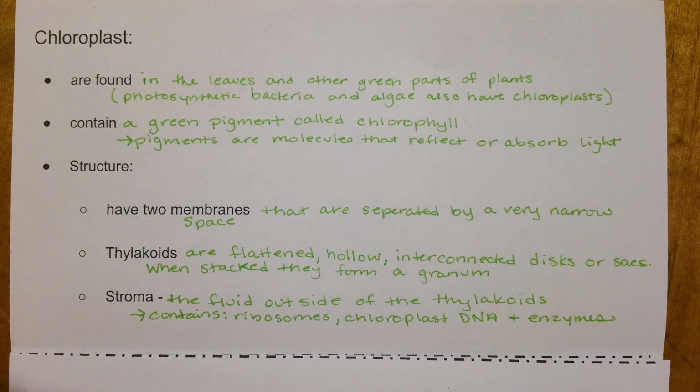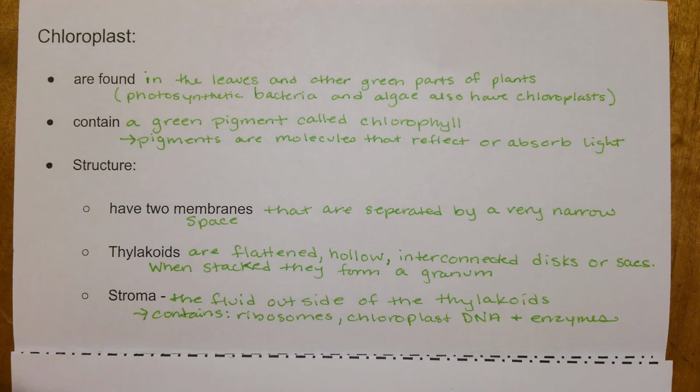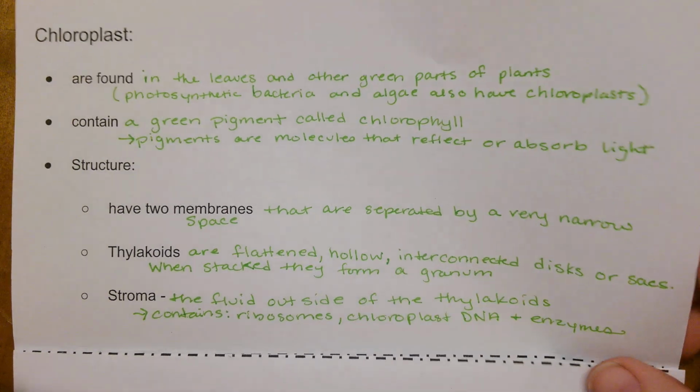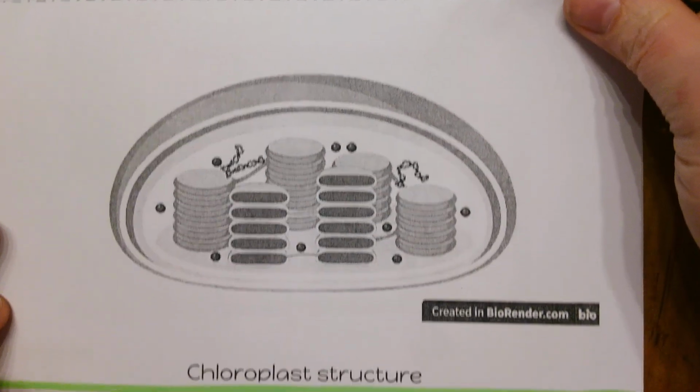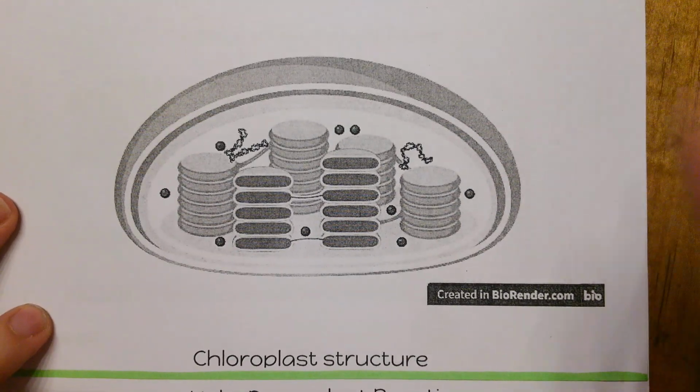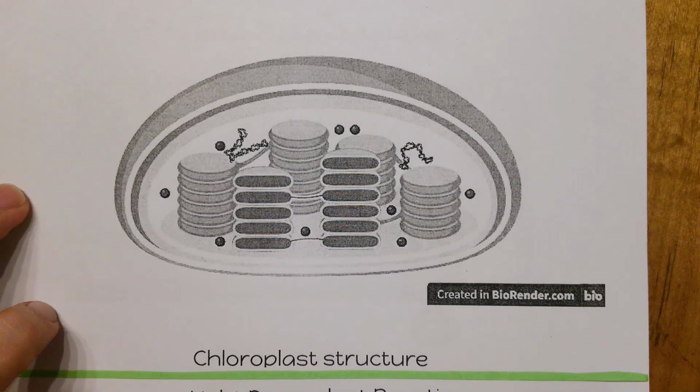All right, so stroma is the fluid outside of the thylakoids. The stroma is like the cytoplasm of the chloroplast. It contains ribosomes, chloroplast DNA, and enzymes. So let's take a moment, and if you haven't already written that down, go ahead and pause the video. I'm going to move my picture up, and we'll do our labeling here on our chloroplast structure.